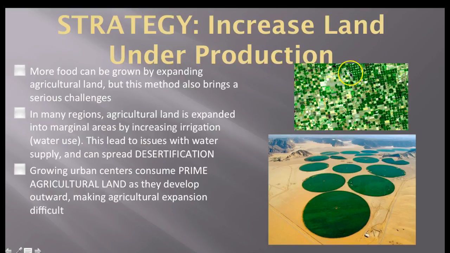Keep in mind right here, you have a lot of sandy soil that is basically going to need to be irrigated. That's why there are circular patterns here, because that's how the irrigation system works. Here you can see that they're actually just simply farming in the middle of a desert. If you irrigate it enough, if you bring in enough other soil, you now have more land that you can actually farm upon. Another issue is growing urban centers consume actual prime agricultural land.